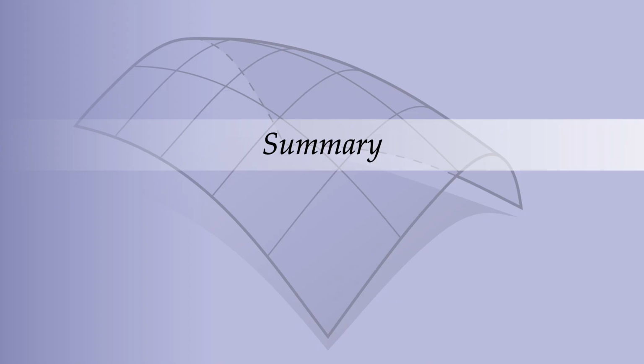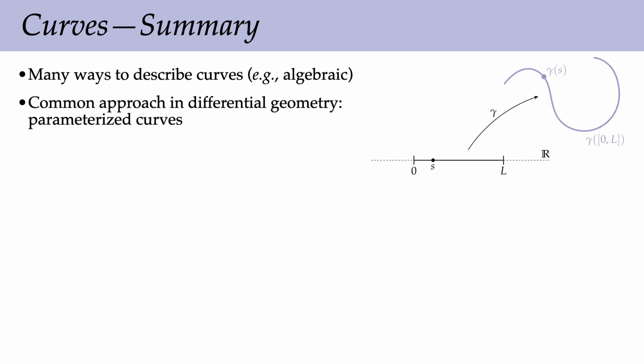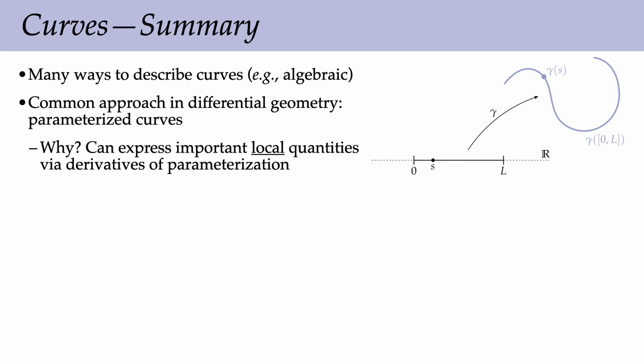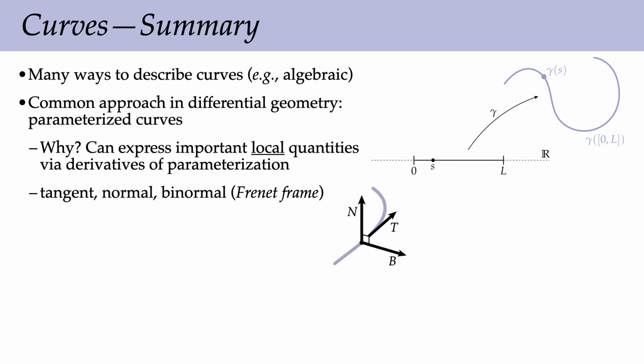Okay, to summarize, we introduced curves. We said there's many different ways to describe them. For instance, we have algebraic or implicit curves, but in differential geometry, the most common approach is to work with parameterized curves. Why is that a good approach? Well, it lets us express important local quantities via derivatives of the parameterization, like the tangent, the normal, the binormal, the whole Frenet frame. From there, we can take further derivatives to get the curvature and the torsion.